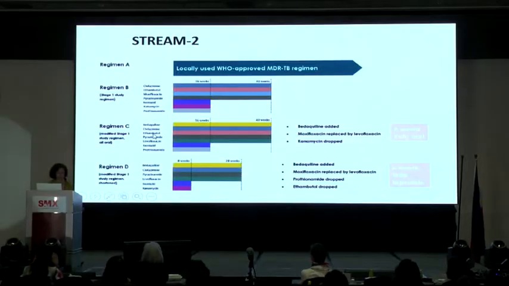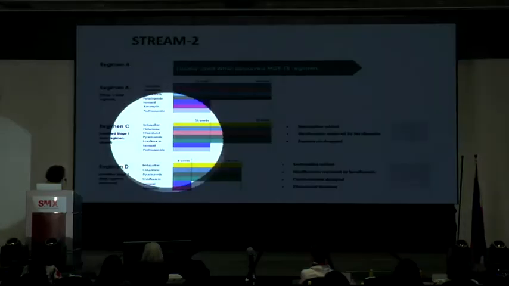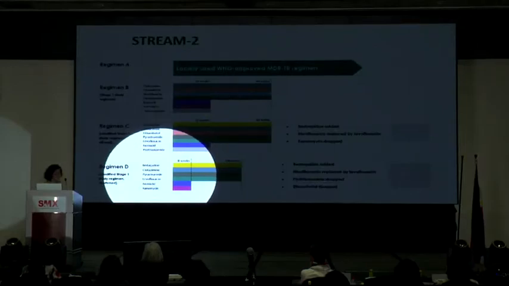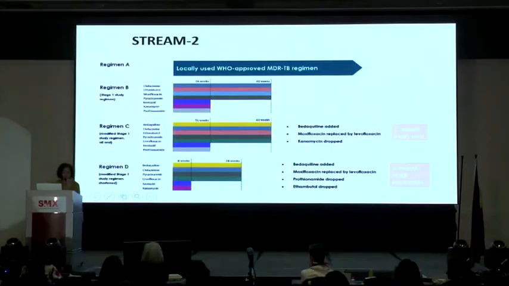And this is the Stream 2 trial. So they looked initially at the 9-month regimen versus the A and B. Now the Stream 2 is looking at a regimen without injectable agent, replacing it with bedaquiline I mean, and the regimen D would be a 6-month regimen with injectable agent. So that's the Stream 2 trial and their ongoing enrollment now.